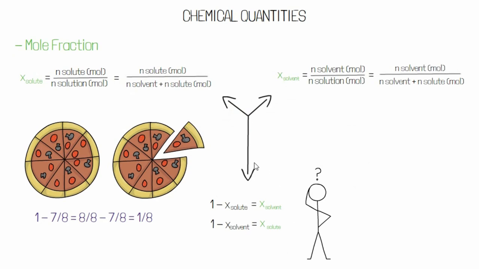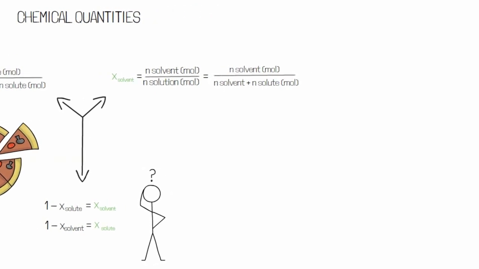And this is what we have done here. It's the same thing as this pizza, okay? So if I want to know the mole fraction of solvent and I know the mole fraction of solute, just do 1 minus the mole fraction of solute and you will get your number. That's the same, of course, if I know the mole fraction of solvent and I want to know the mole fraction of solute, okay? It's very, very simple. It's basic maths. Now, let's move on to the next concentration.